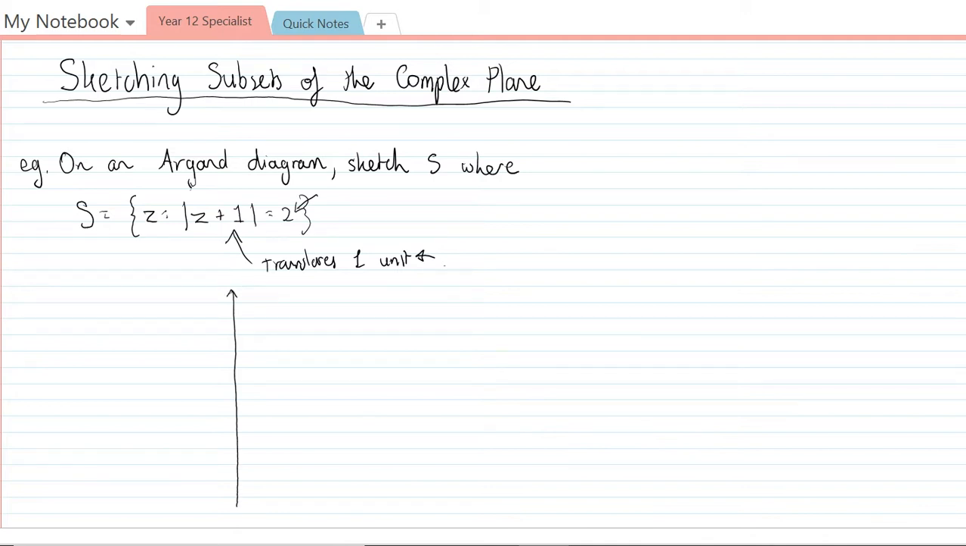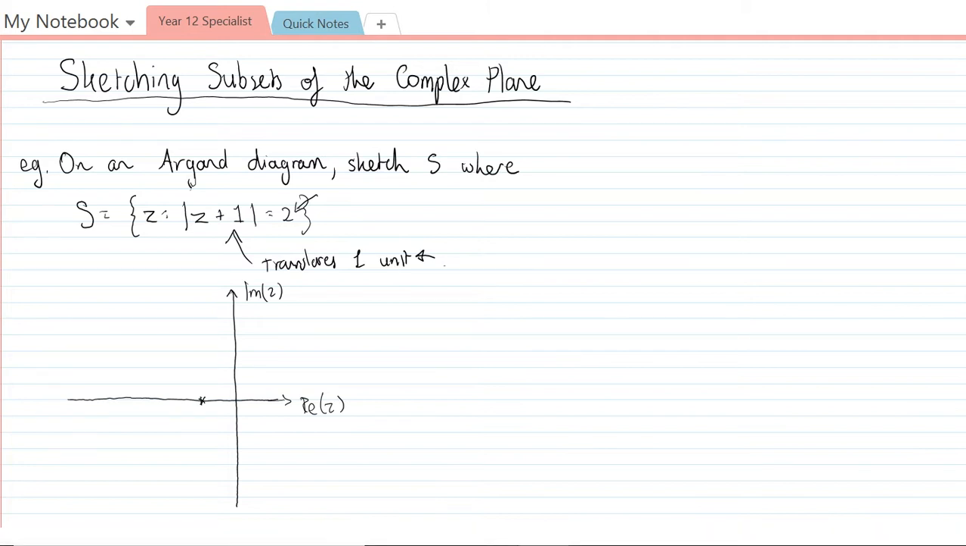So there's the imaginary component, and the real component. And the graph is moved 1 unit to the left. So that's essentially the middle point of the graph, and then every other point has to be 2 units away from that. So for that to happen, we're going to essentially have a circle formed around this point with a radius of 2.